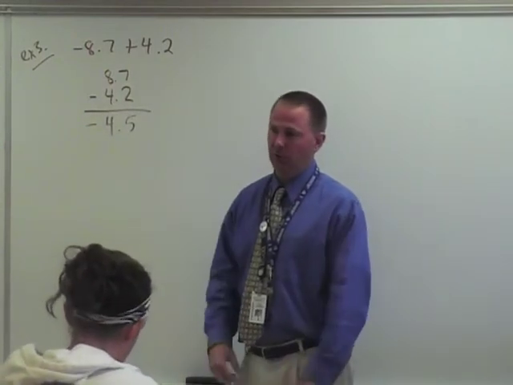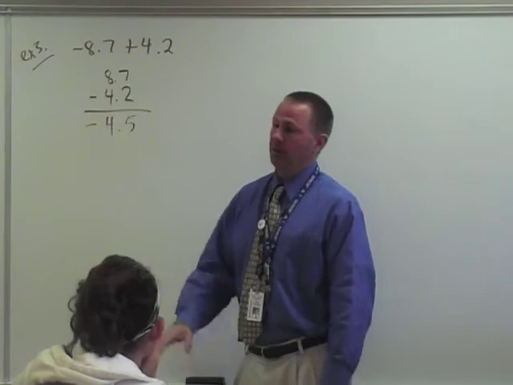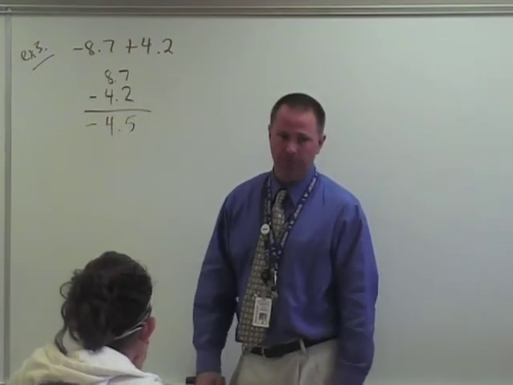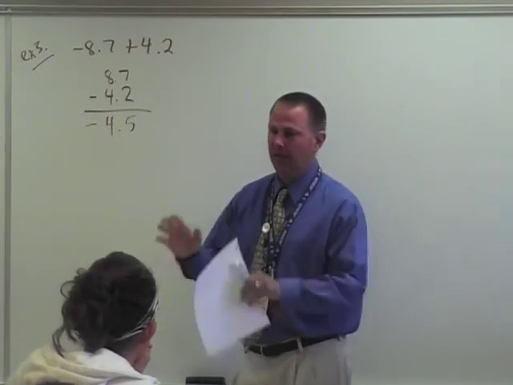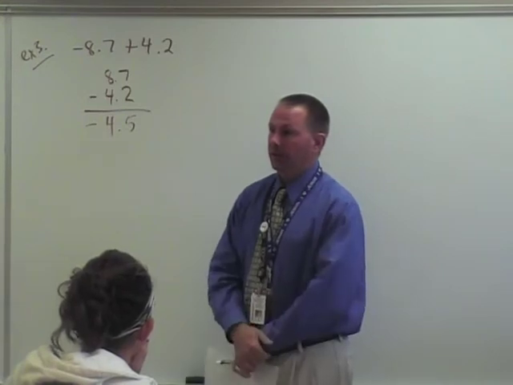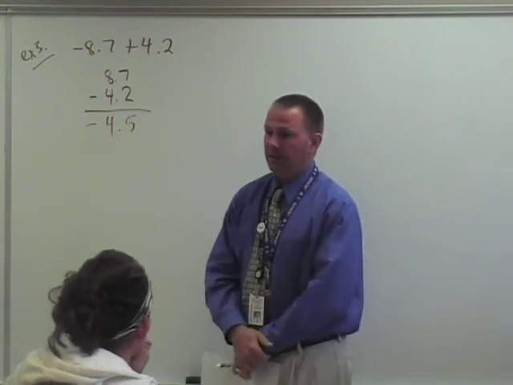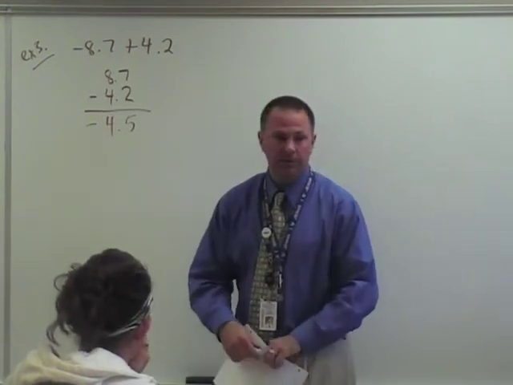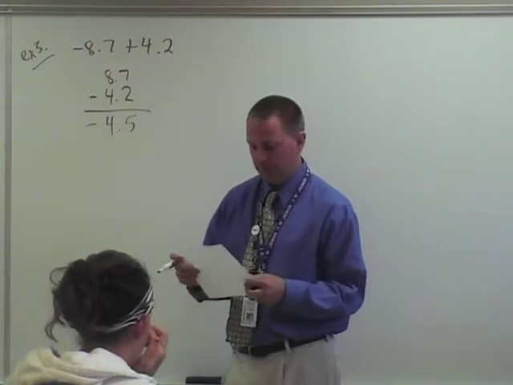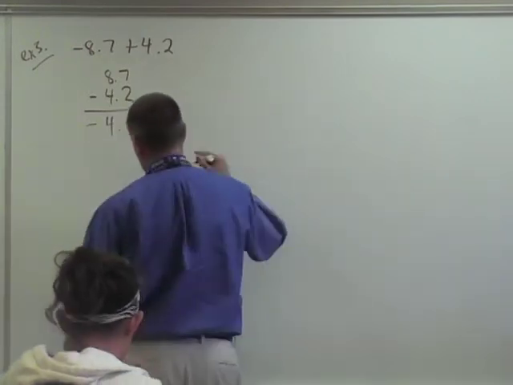Now I know that 4.2 is bigger than negative 8.7, but that's not what the rule is talking about. Okay? It's talking about the absolute value of the numbers. Alright, so any questions on that one? No? Good. How about this one?